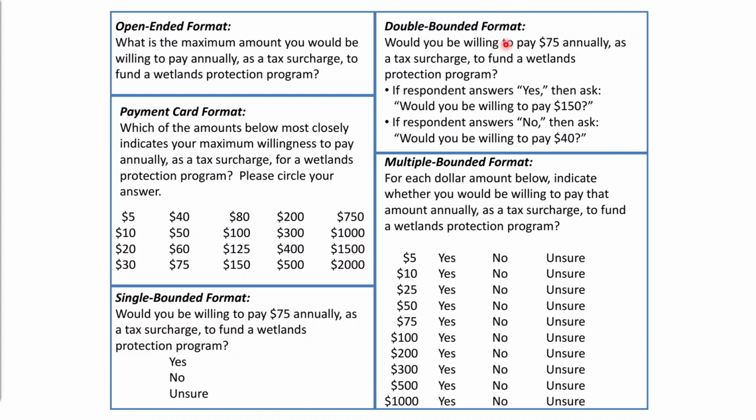Okay, we can ask a double bound format. If we switch to this one, if they say yes, then we ask a follow-up question: will you be willing to pay $150? Now, if they say no to this second question, then we have a range of what the value is for that individual, between $75 and $150. That is the value of the wetland to that individual. If they answer no to the first question, then we'll ask a follow-up question. If they answer yes to this, then we can conclude that the value of the wetland is between $40 and $75.